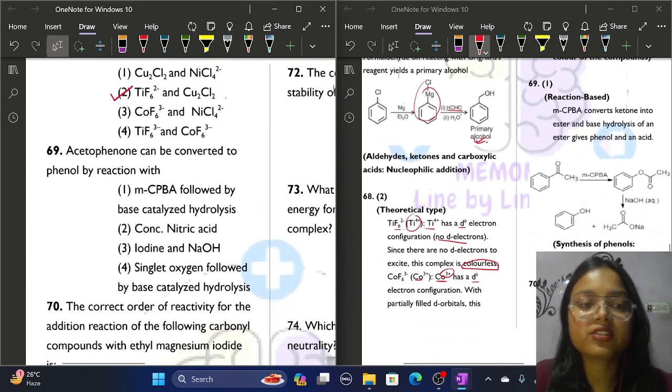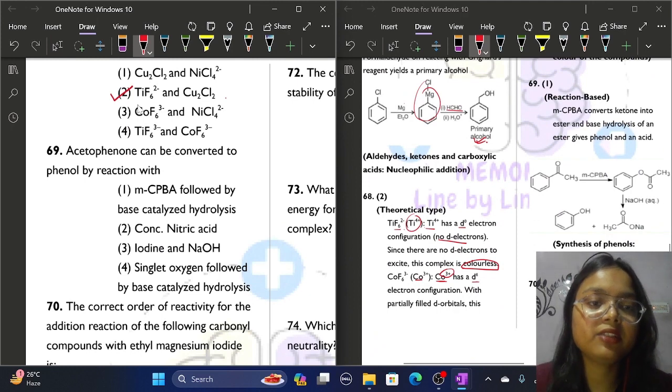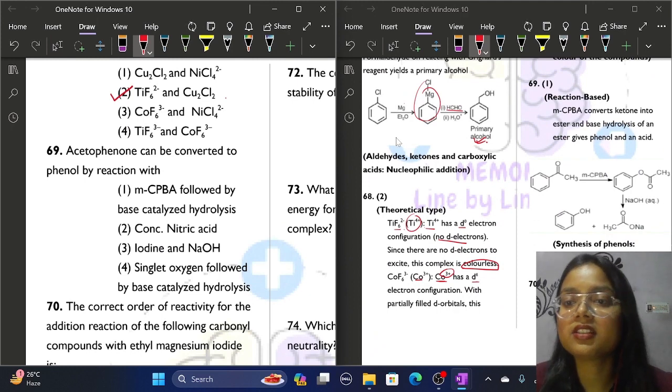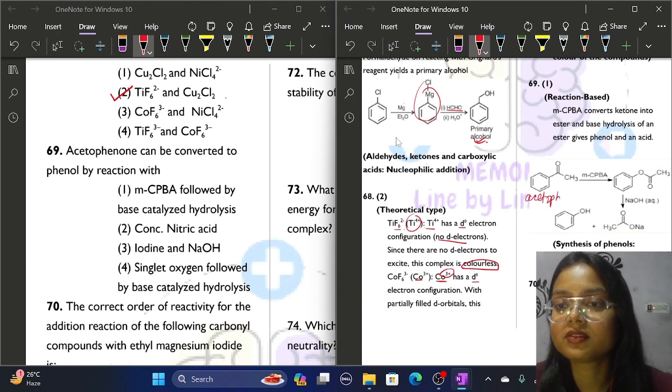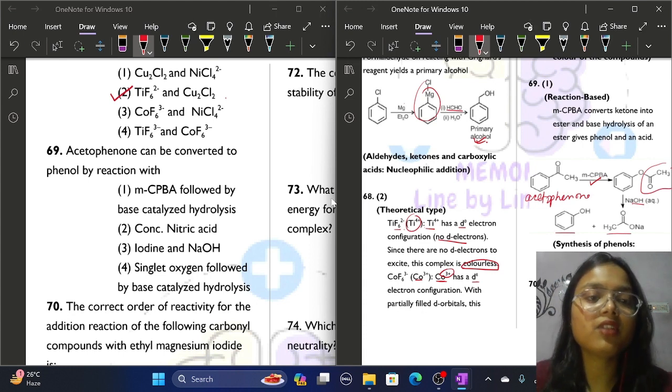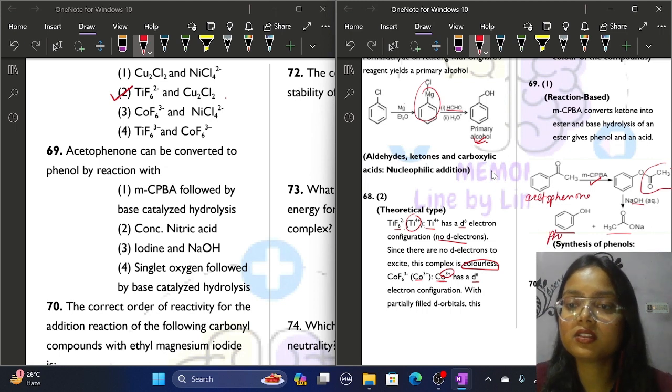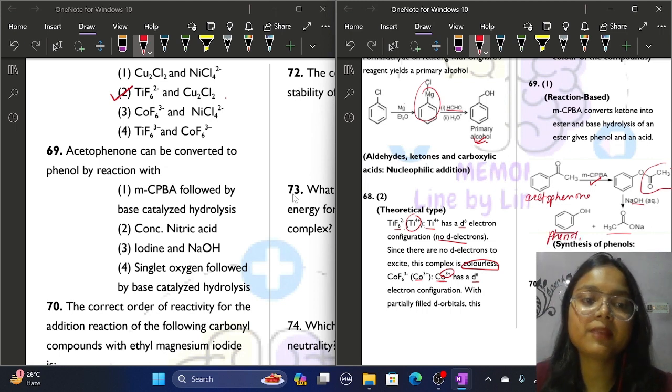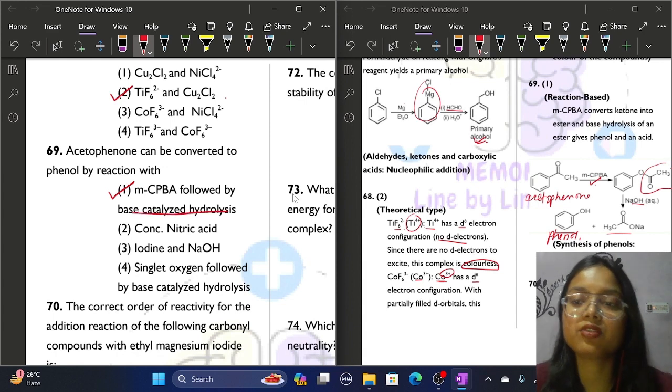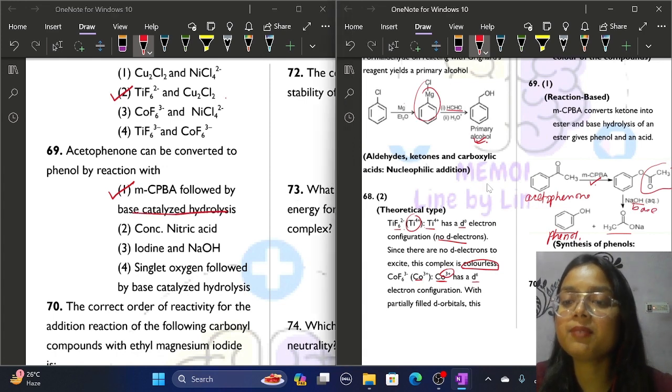Okay, the next question. Acetophenone can be converted into phenol by which reaction? See, this is the acetophenone structure. When it reacts with MCPBA as a reagent, it will form a complex like this, and then on reaction with NaOH, we form these two products. So acetophenone can be converted into phenol by the reaction of MCPBA followed by base catalyzed hydrolysis. NaOH is a base, so this reaction is the base catalyzed hydrolysis, which yields phenol.